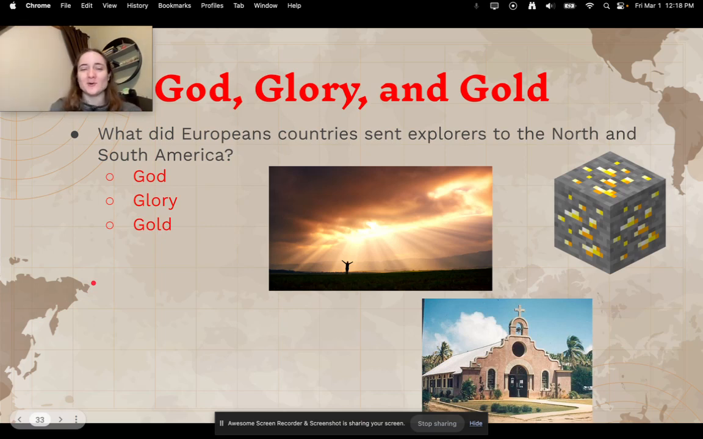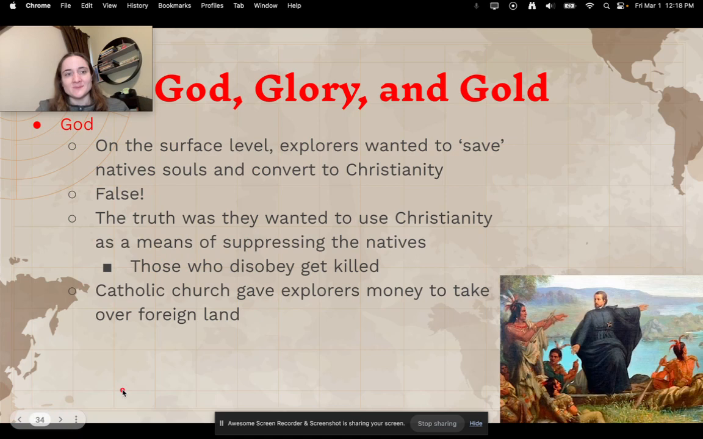Now we get into God, glory, and gold. So what did European countries send explorers to North and South America for? Three things: God, glory, and gold. So let's start with the first one, God. On the surface level, explorers wanted to save native souls and convert them to Christianity, but this was false. They had no intent to do that. The truth was that they wanted to use Christianity as a means of suppressing the natives, and those who disobeyed would get killed. The Catholic Church also gave explorers money to take over foreign land.